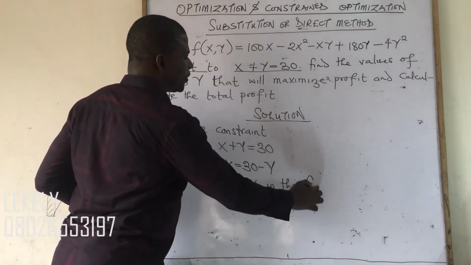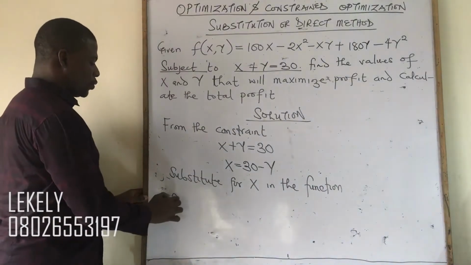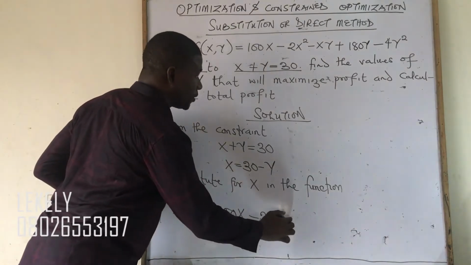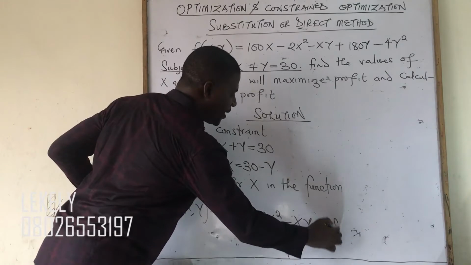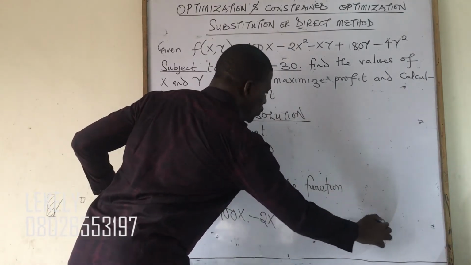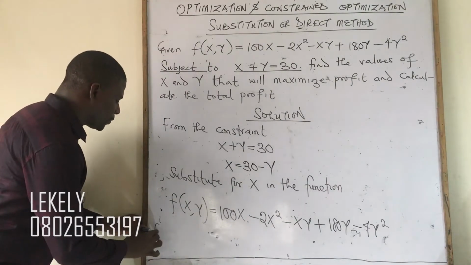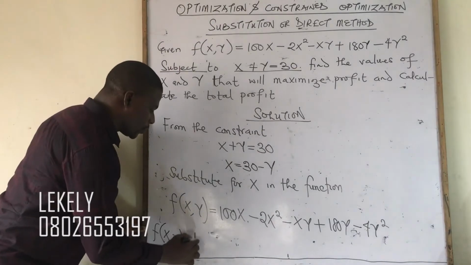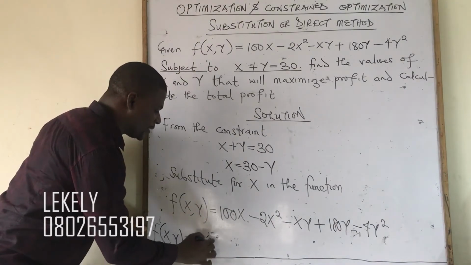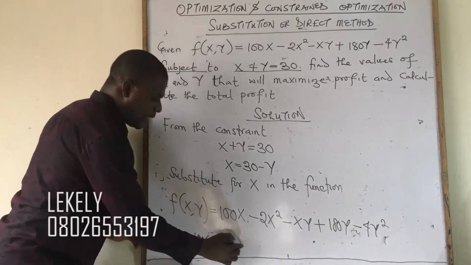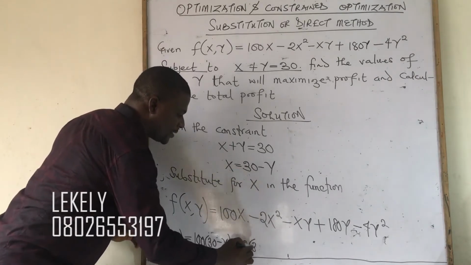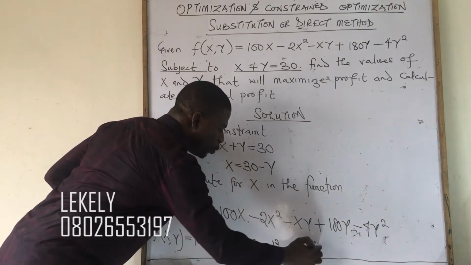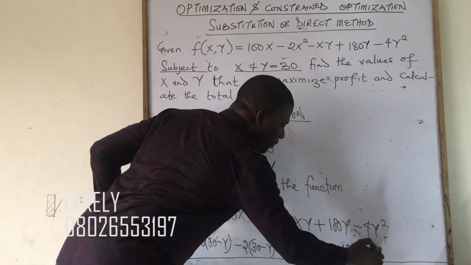in the function. Now the function we are given is f of xy equals 100x minus 2x squared minus xy plus 180y minus 4y squared. So that's the function. Let's substitute our x now. Anywhere we see x here, we will replace it with 30 minus y. So this will now become 100 into bracket 30 minus y, minus 2 into bracket 30 minus y squared, then minus xy, 30 minus y into bracket y, plus 180y minus 4y squared.